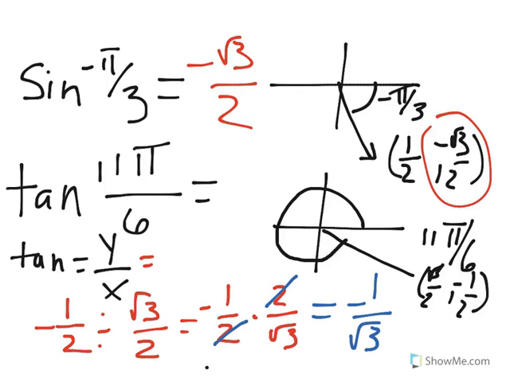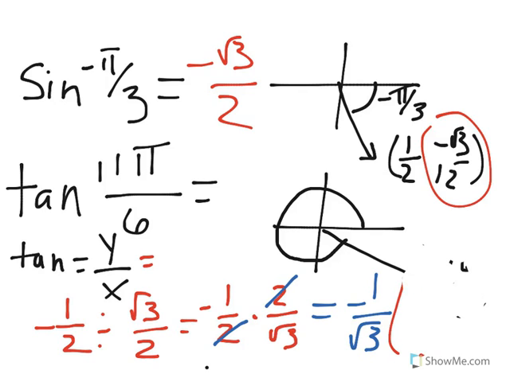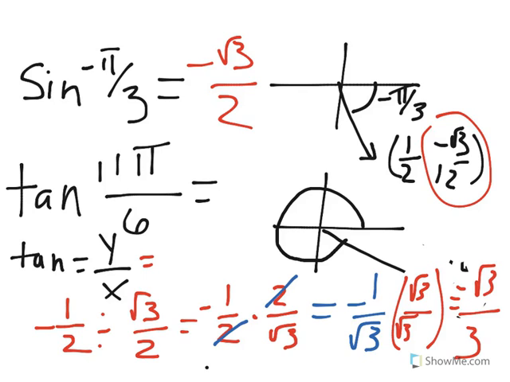If you remember, we always talked about how you can never have a square root as your final answer, so we must rationalize by multiplying the square root of 3 over the square root of 3. Then your numerator becomes just negative square root of 3, and your denominator just becomes 3. So that becomes your answer for the tangent of 11 pi over 6.